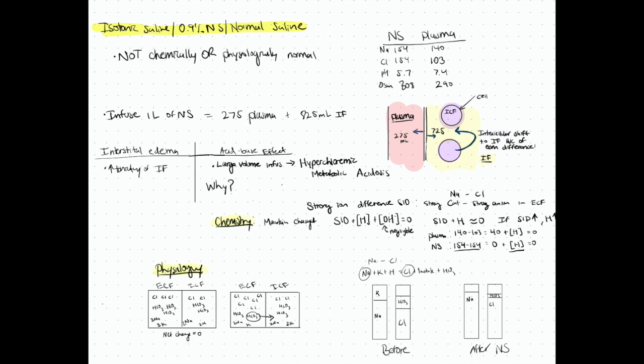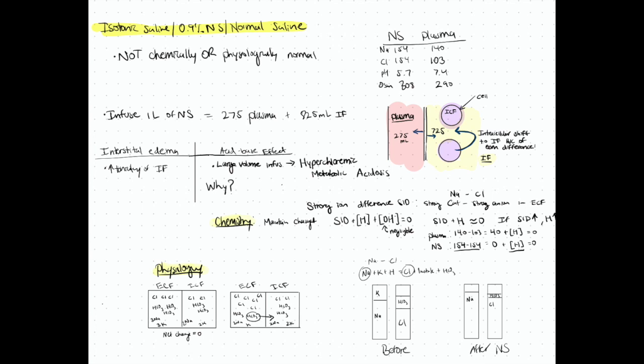Another way to look at it is from a physiological standpoint. Personally, I think it's a little bit easier. The left 2 boxes represent the compartments before an infusion of normal saline, and on the right, after an infusion of normal saline. So on the left, the electronegativity is 0. It's neutral. The charges are equally balanced. On the right, after you introduce all this chloride, you have a little bit of imbalance, right?